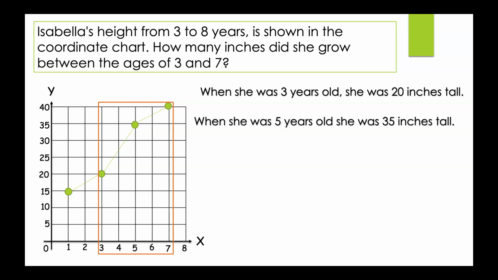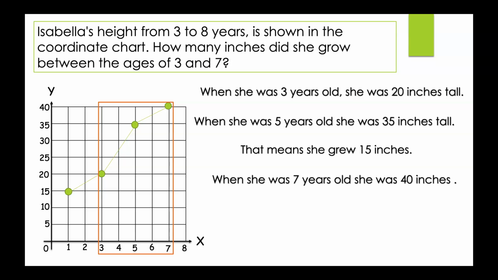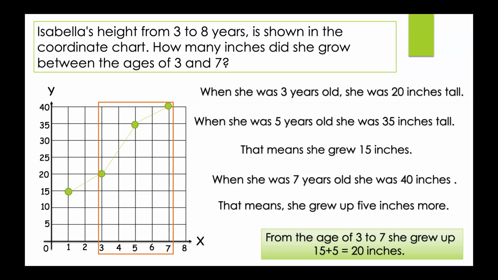When she was 5 years old, she was 35 inches tall. That means she grew 15 inches. When she was 7 years old, she was 40 inches. That means she grew 5 inches more. From the age of 3 to 7, she grew 20 inches.